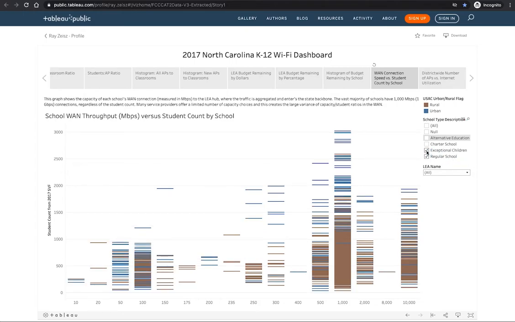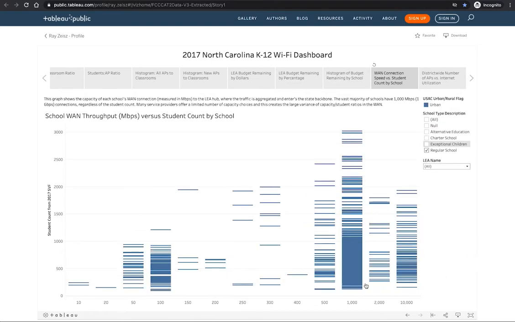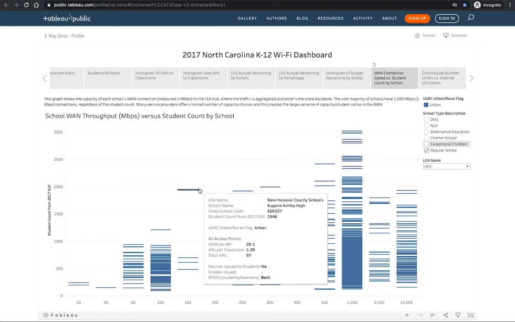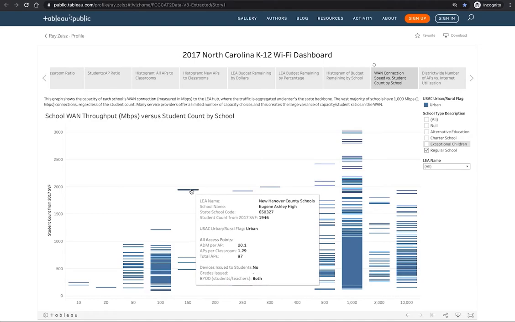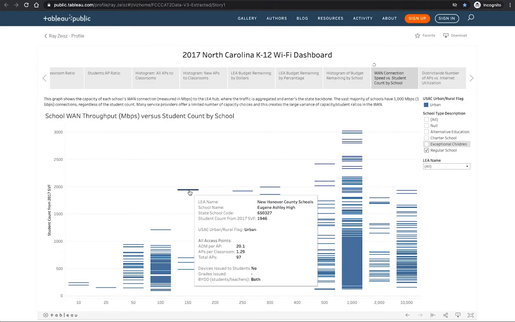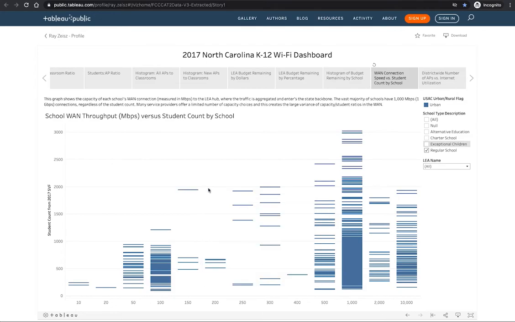So let's go ahead and do just regular schools, and let's just say just urban. Okay, that's interesting to look at. There's a school here. So when you have 2,000 kids almost and only 150, that was a school, New Hanover Press, that was a school that would be ripe for getting a bandwidth upgrade.